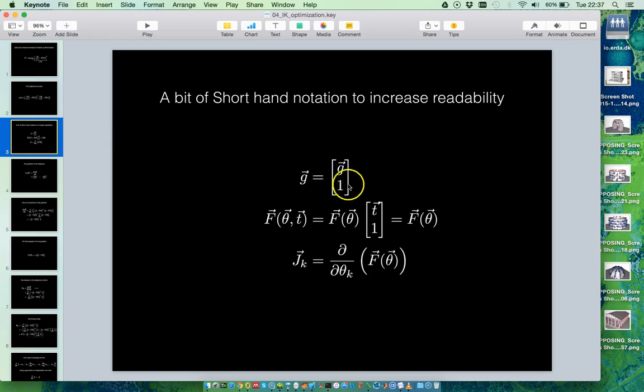To increase readability, we will introduce some shorthand notation to make the math more readable. So when we write the g vector, it's implicitly assumed that this will be the homogeneous version of the d vector. When we use the end effector function, uppercase F, we are going to assume implicitly that the tooltip vector is a constant, which means we're just going to write it as f of theta. The partial derivative of the end effector with respect to theta k is the kth column of the Jacobian, so we introduce the notation of an uppercase J for the Jacobian matrix and a sub-index k for the kth column.